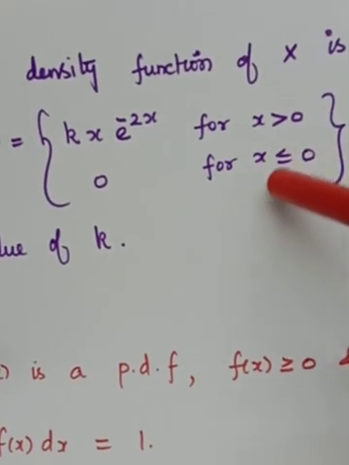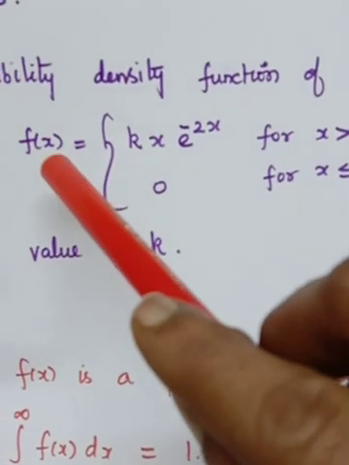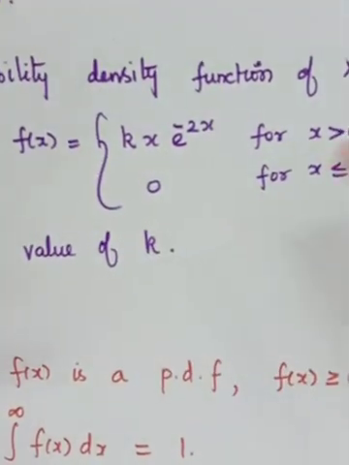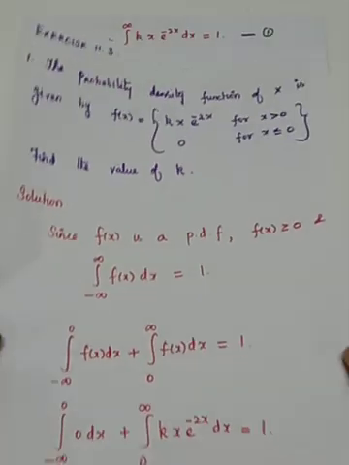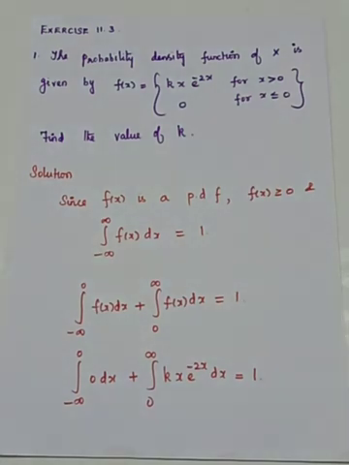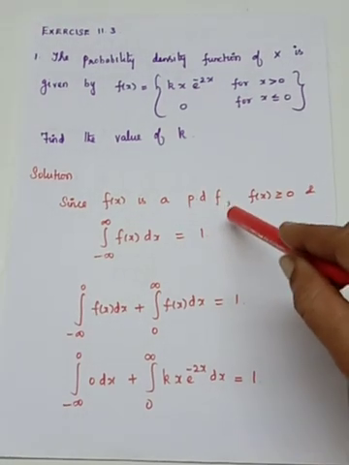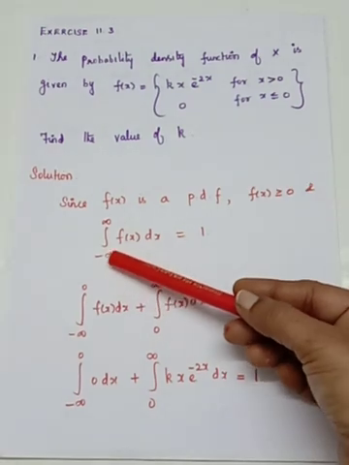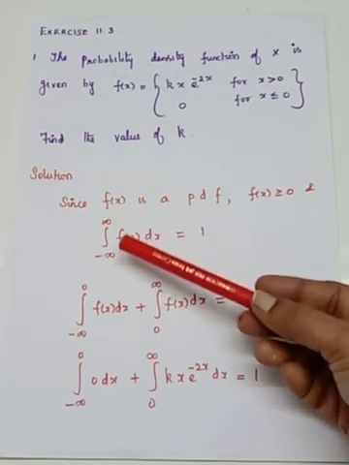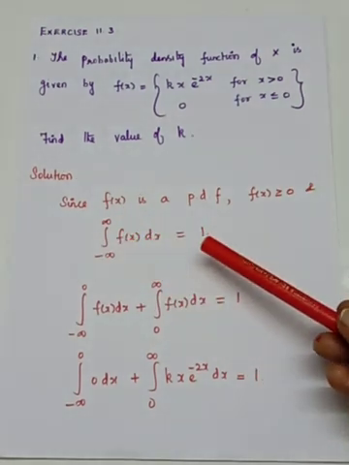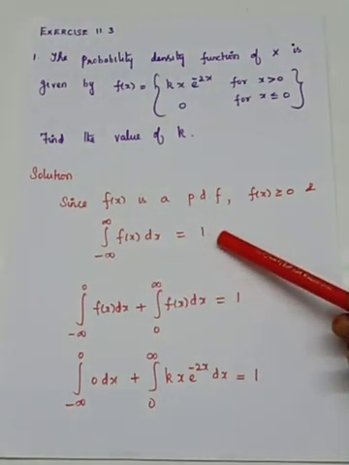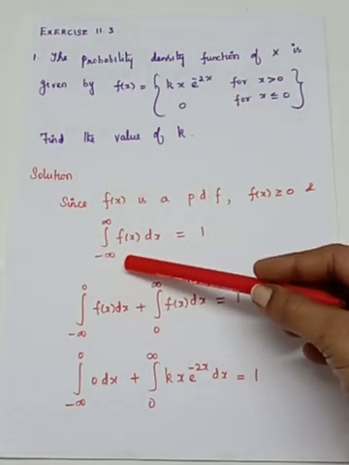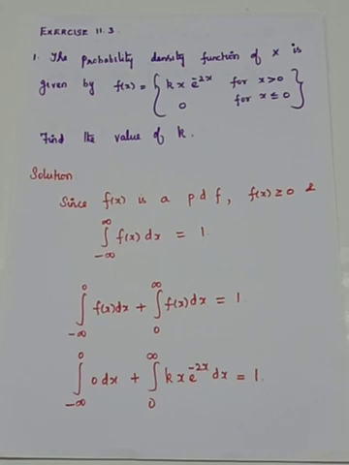So x is a continuous random variable, and here small f of x is a probability density function. Already they have mentioned the probability density function of x, so it is a PDF. If it is a PDF, it has two characteristics. One is f of x greater than or equal to 0, and the integral from minus infinity to plus infinity of small f of x dx is equal to 1.